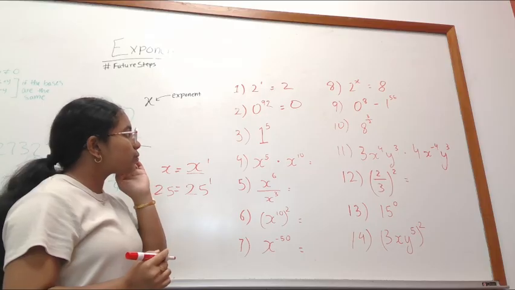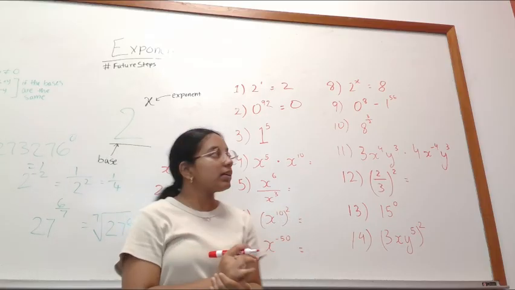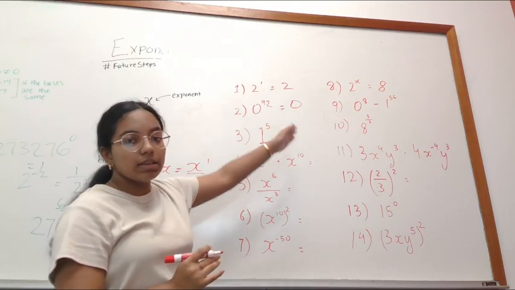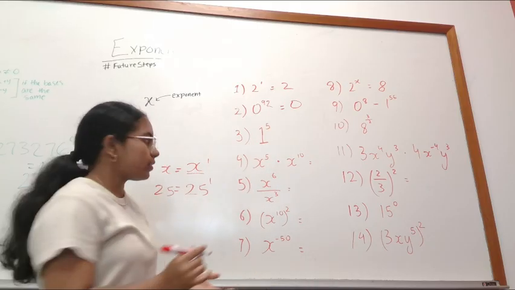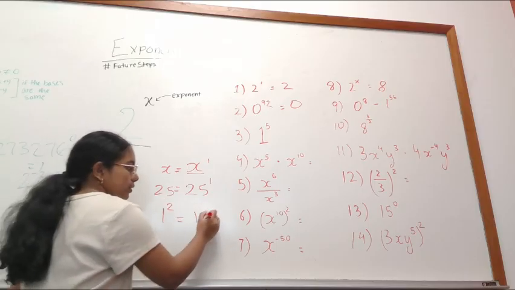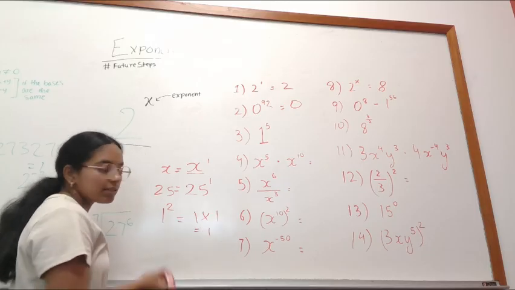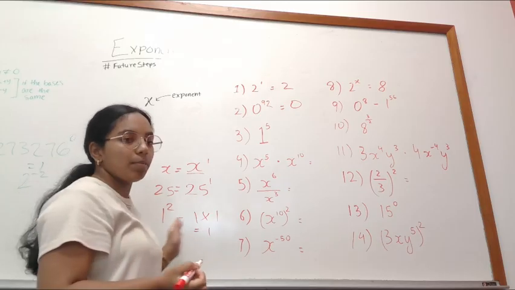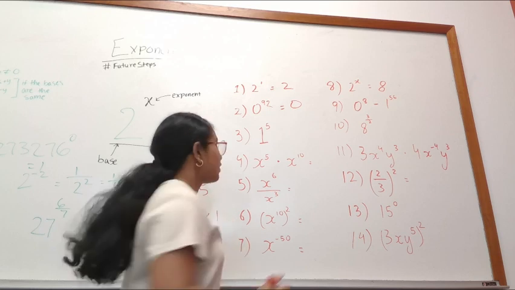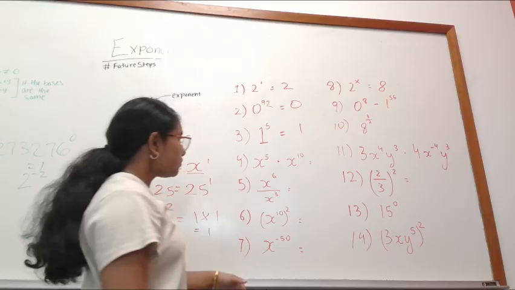And number 3 is 1 to the power of 5. According to our rule, 1 to the power of something is just going to be 1. Because let's say 1 to the power of 2, for example, it just means 1 times 1, which is going to be 1. It's never going to change, because 1 multiplied by itself any number of times is always going to be 1. So 1 to the power of 5 is going to be 1.